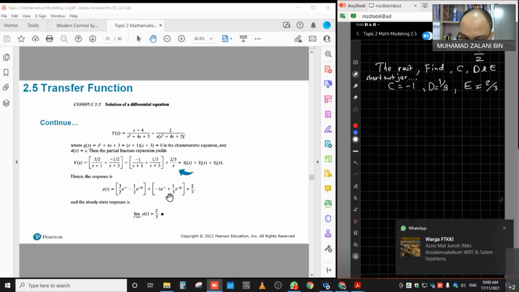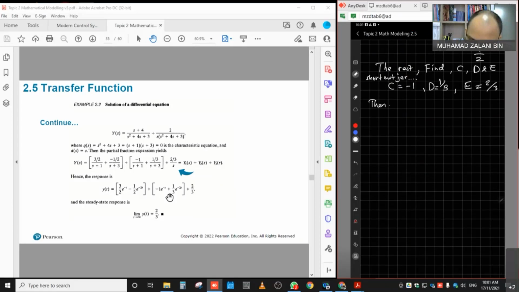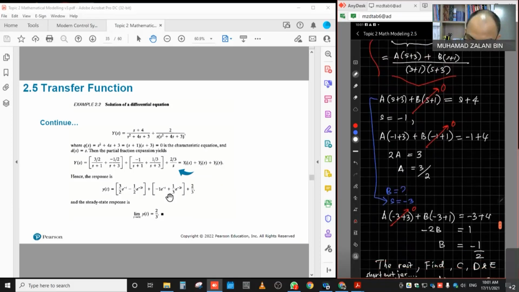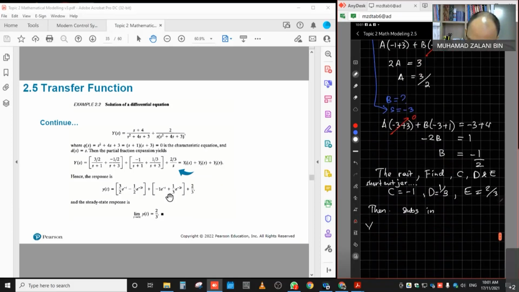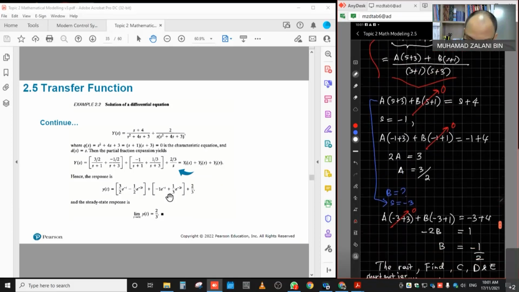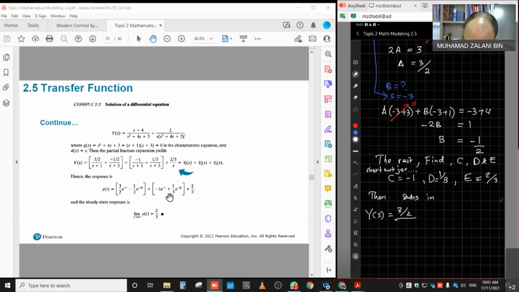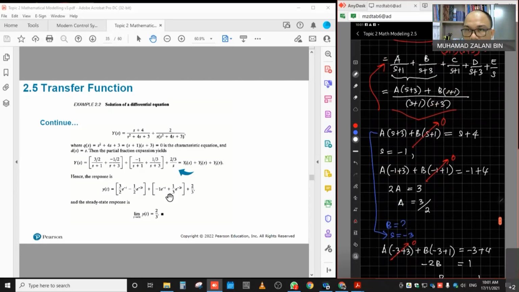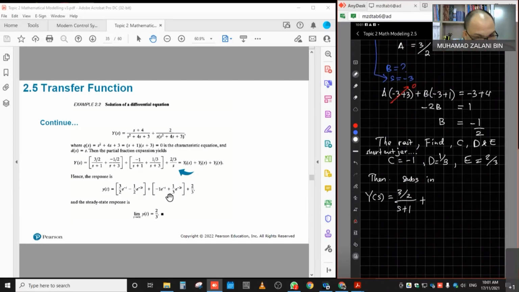Alright. And then once we got C, D, and E, then substitute in the equation above, the equation Y(s). So B is -1/2: -1/2 over s plus 3, plus C is -1 over s plus 1, plus D is 1/3 over s plus 3, and plus the final one, 2/3 divided by s.